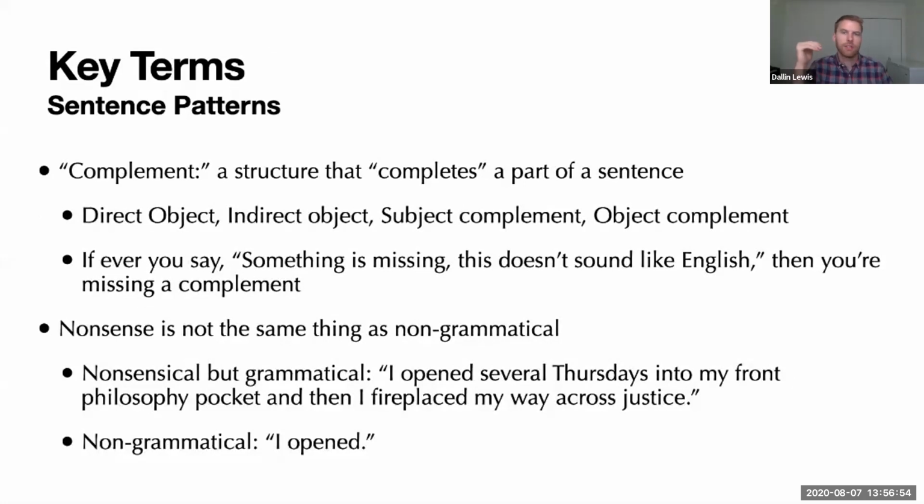Before we get to the patterns though, let's go over a few key terms. First off, complement refers to a word or phrase that is necessary to complete a part of the sentence. We'll be talking about subject and object complements, but direct and indirect objects are also complements of a type. So if ever you feel like you are missing something in a sentence so that it doesn't sound like English, what you are probably missing is a complement of some sort. So note that this is not the same thing as nonsense, which can be grammatical. We saw that with Jabberwocky. We can also see it with this sentence.